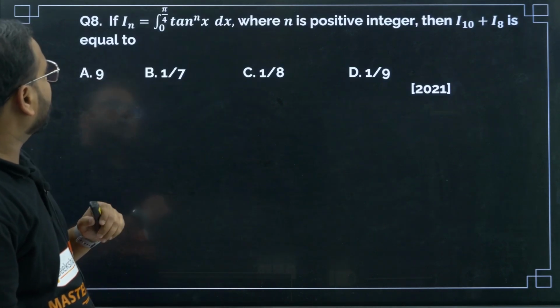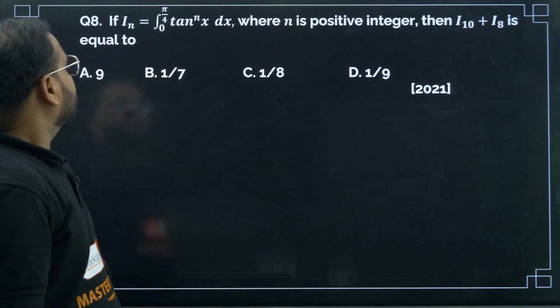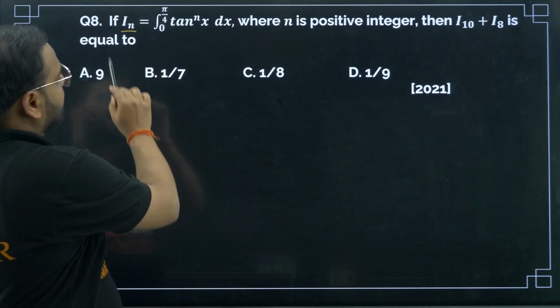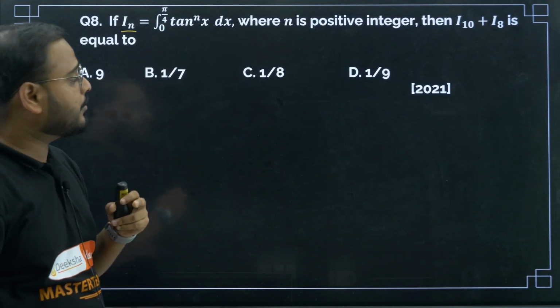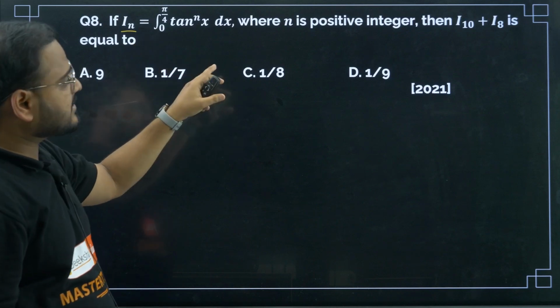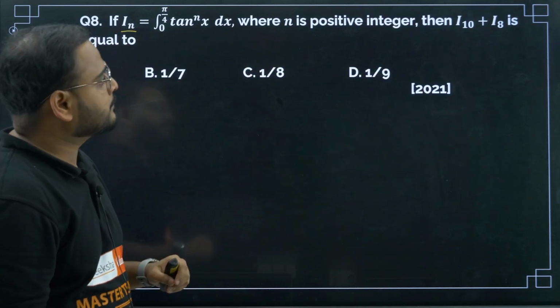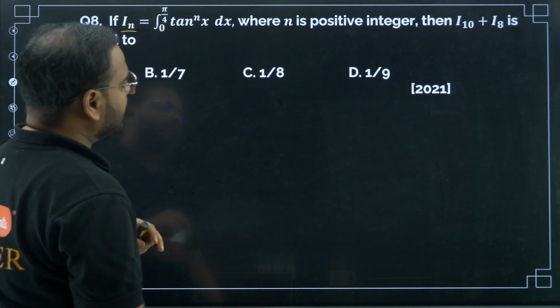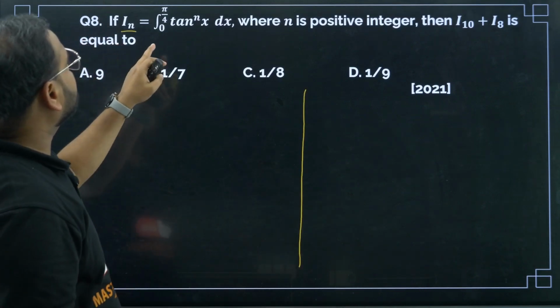Okay. Moving on. Question number 8. They've given integration for this as In. So In is given as the integral of tan power nx, tan of x power n, from 0 to pi by 4 dx. n is a positive integer. Then I10 plus I8 is how much? Very good question. Let's see. Very good problem.